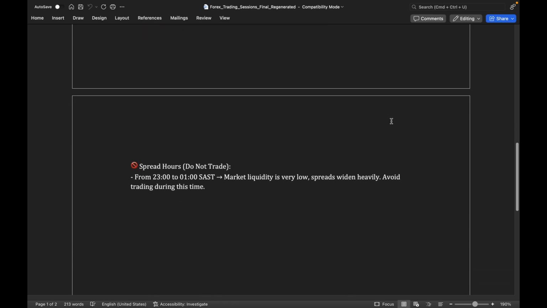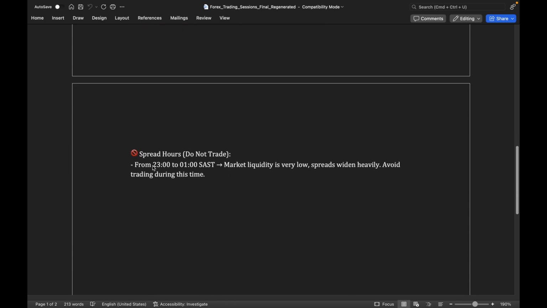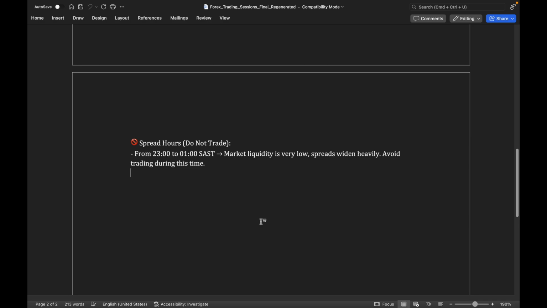And then also, I just want to emphasize that you should find out what time spread hours is in your time zones and make sure you stay away from the market during that time. If you have any running trades, you want to make sure that if you are in profit, you lock as much profit as you can. If you are still around break even, you probably want to close the trade.